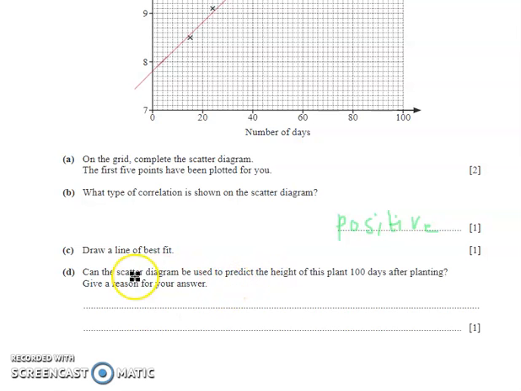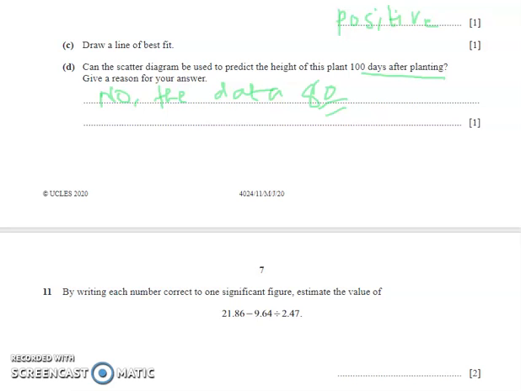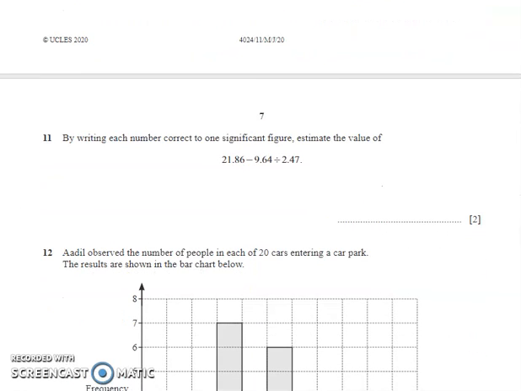Okay, can the scatter diagram be used to predict the height of this plant 100 days after planting? No. Why not? Because the data is only given to us till 80 days. So in between 0 to 80 days, whatever heights we need to predict, we can do that. But after 80, we cannot predict because the data is only restricted till 80. All right. So we will move towards the next question.